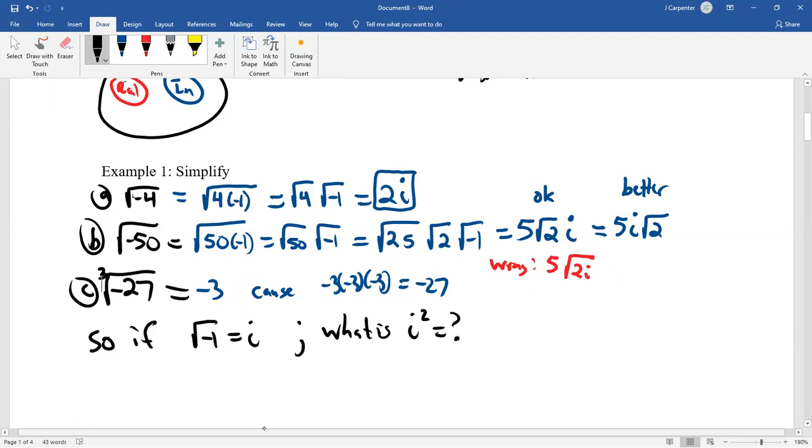So what is i squared? Well, we can take our definition: the square root of negative 1 is i. These two things are equivalent. Let's square both sides. So whatever we do to one side, we're doing to the other. So negative 1 squared equals i squared. The reason I squared both sides is because I now see an i squared.